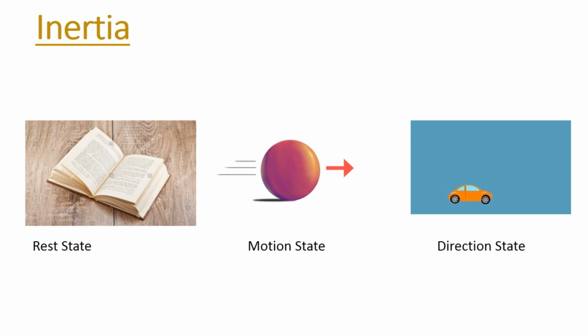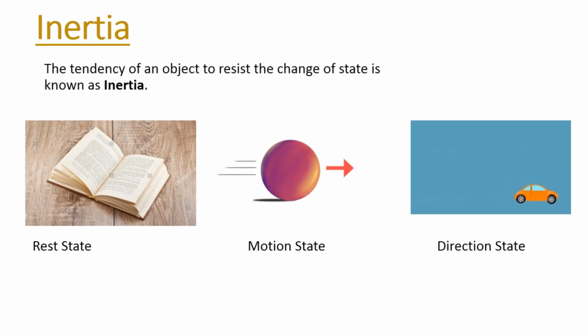So this is known as what? Inertia. Inertia means if an object is in rest state, it tends to remain in rest. If an object is in motion state, it tends to remain in motion. And if an object is moving in the same direction, it tends to remain in the same direction until a force is applied to change the state. So this is the definition of inertia. The tendency of an object to resist the change of state is known as what? Inertia.